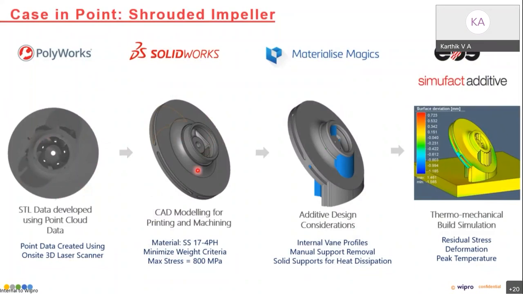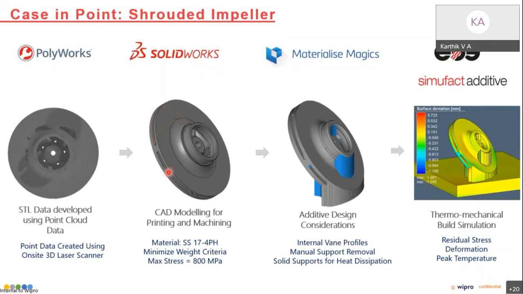Once the model is done, we selected the material, stainless steel 17-4 PH, for fabrication. We also reduced the weight of the component by using a material which is newer than the legacy component material. One of the challenges we faced was that since there are orifices here, we are not going to be able to make support structures there.